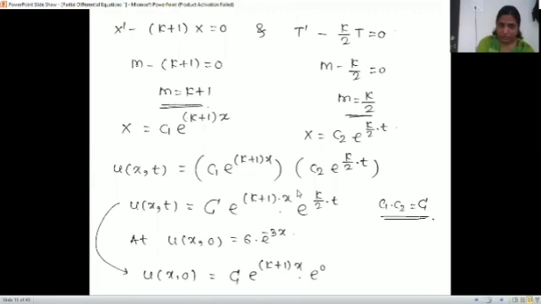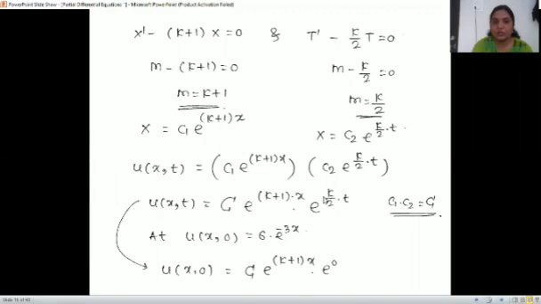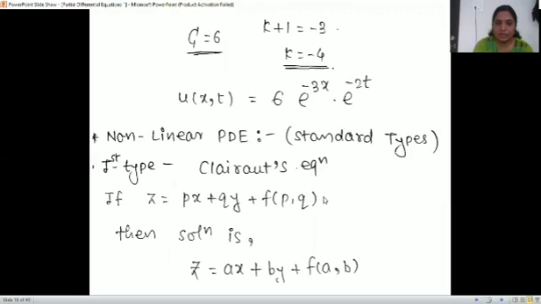So substituting these values in this equation, we get c into e raised to k plus 1x into e raised to k by 2 t, now we are substituting 0. Okay, that's what we will get. Solving this, we get c is 6 and k is minus 4. So substituting all these values back in the equation, we get u is 6 into e raised to minus 3x e raised to minus 2t as the solution.